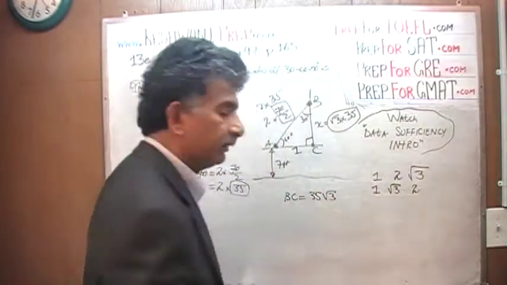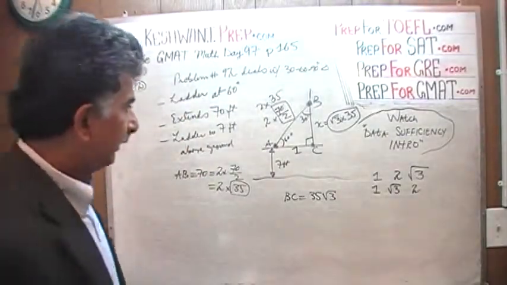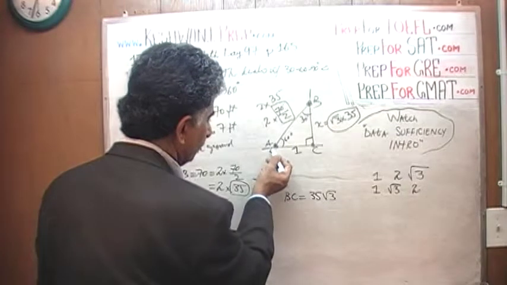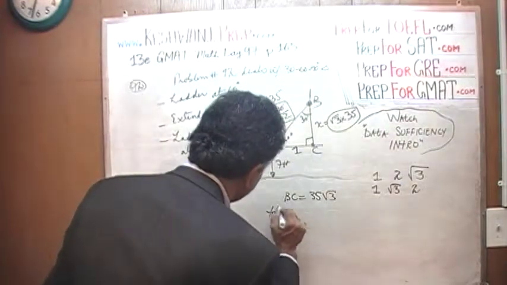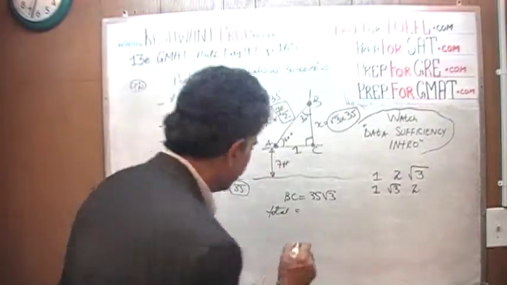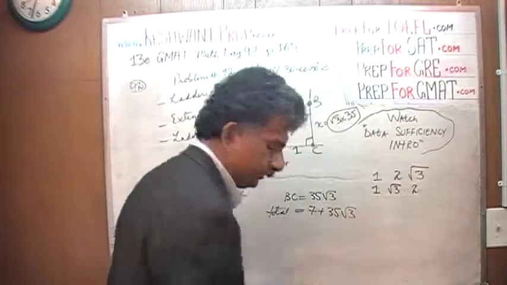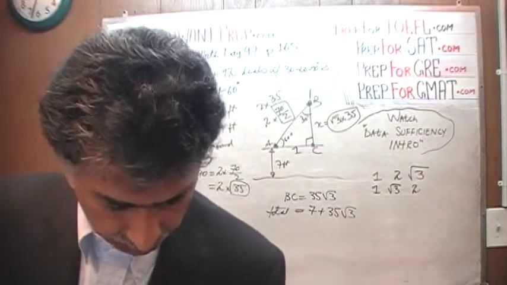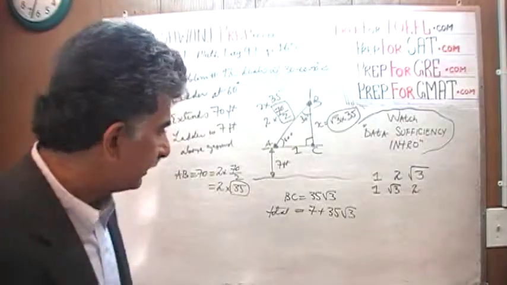times root 3. But we're not done yet. Don't just stop at that. You're going to get the wrong answer. Then we have to add the distance from the ground to this part here where the story begins, and therefore the total distance. How far is it above the ground? It's very simple. It is simply 7 plus 35 root 3. That's our final answer: 7 plus 35 times root 3. Looks like the answer is D.